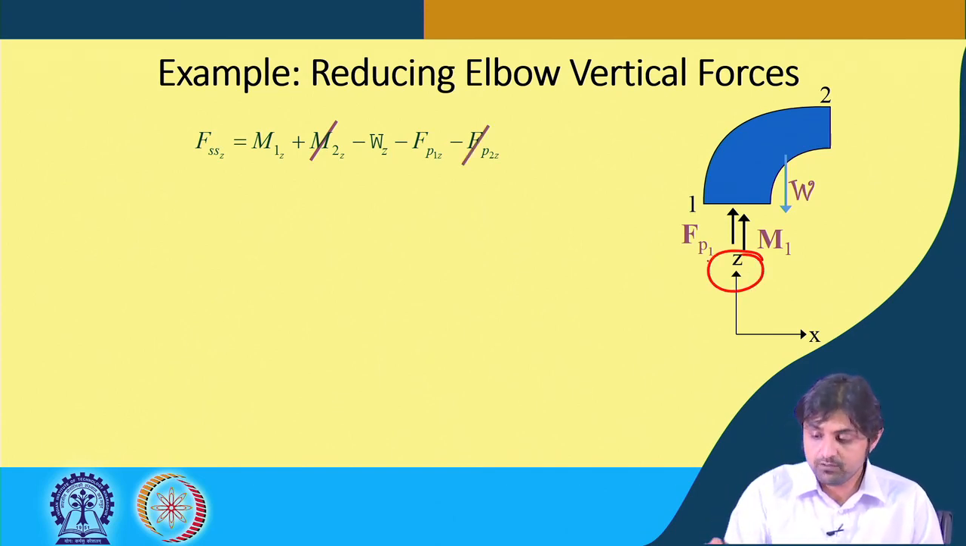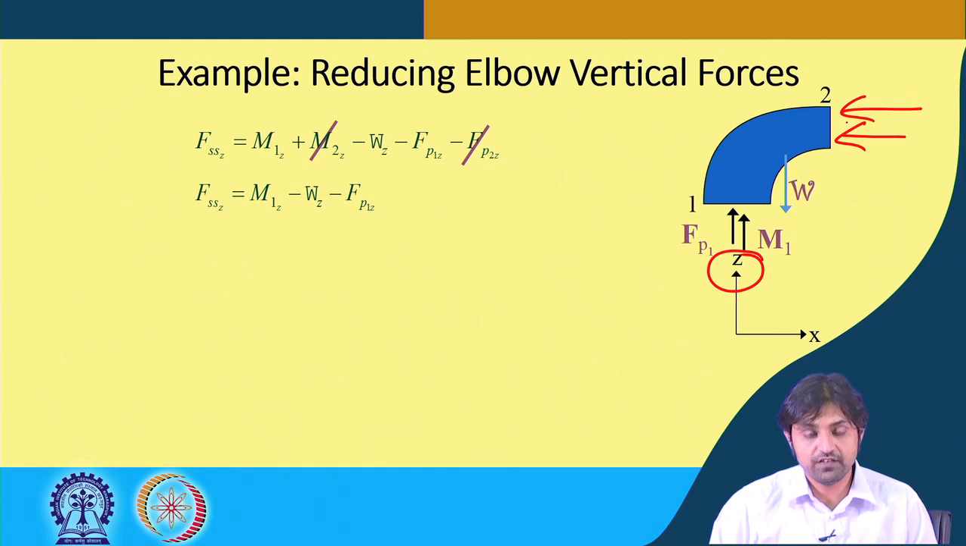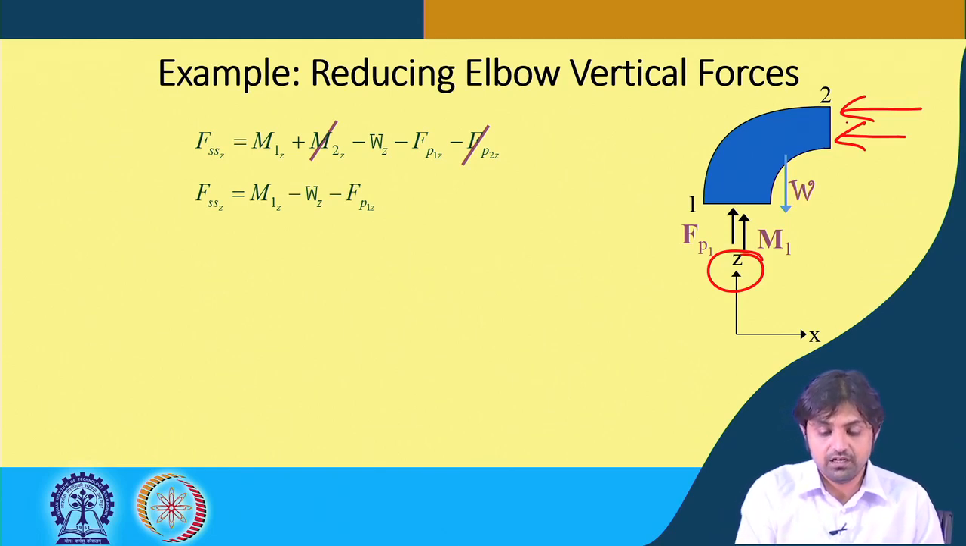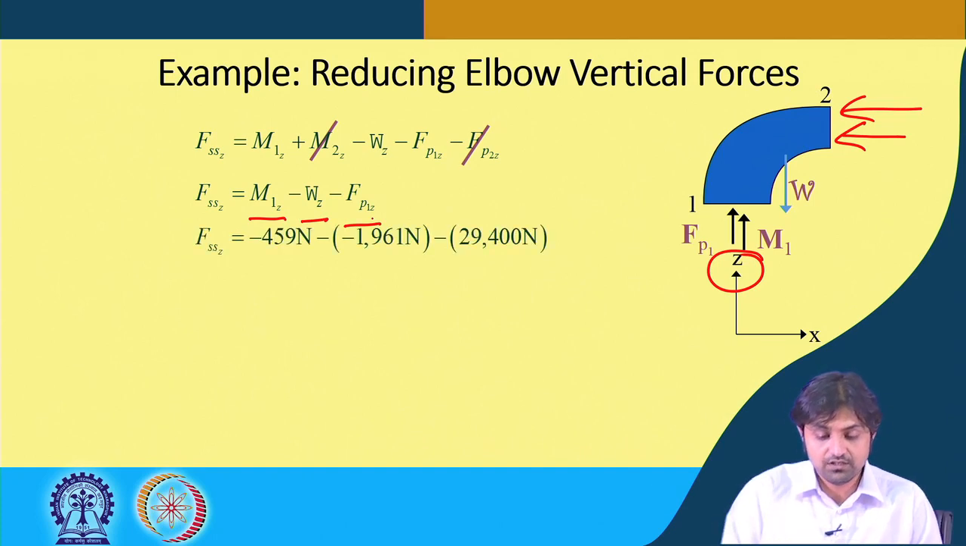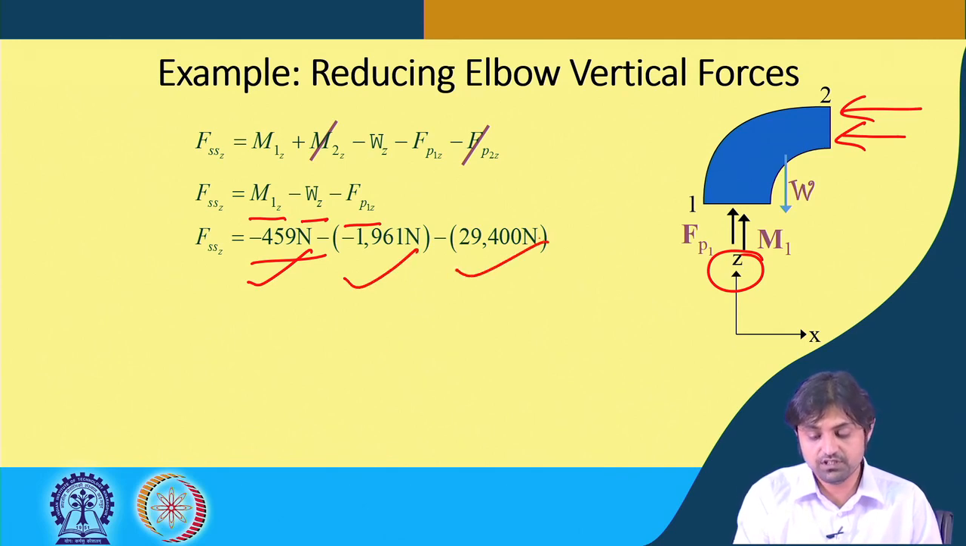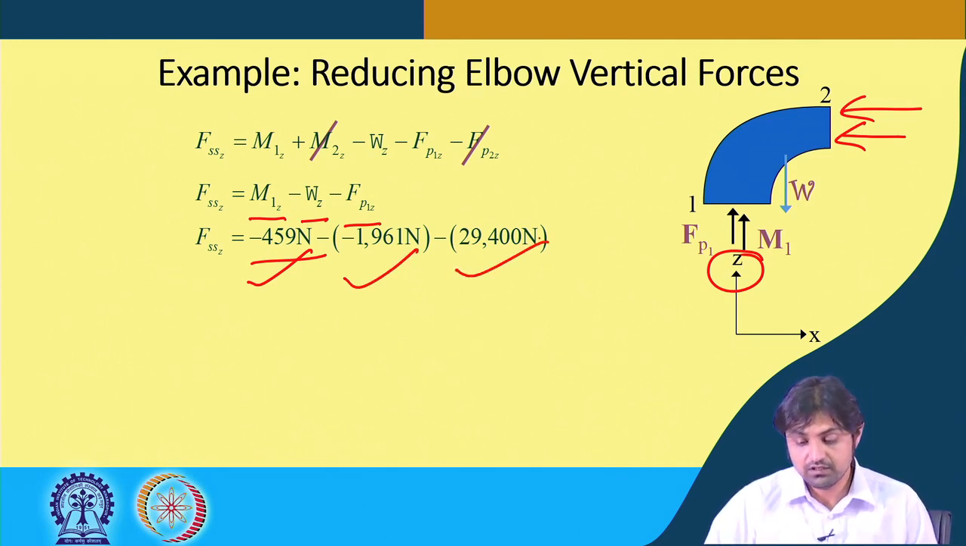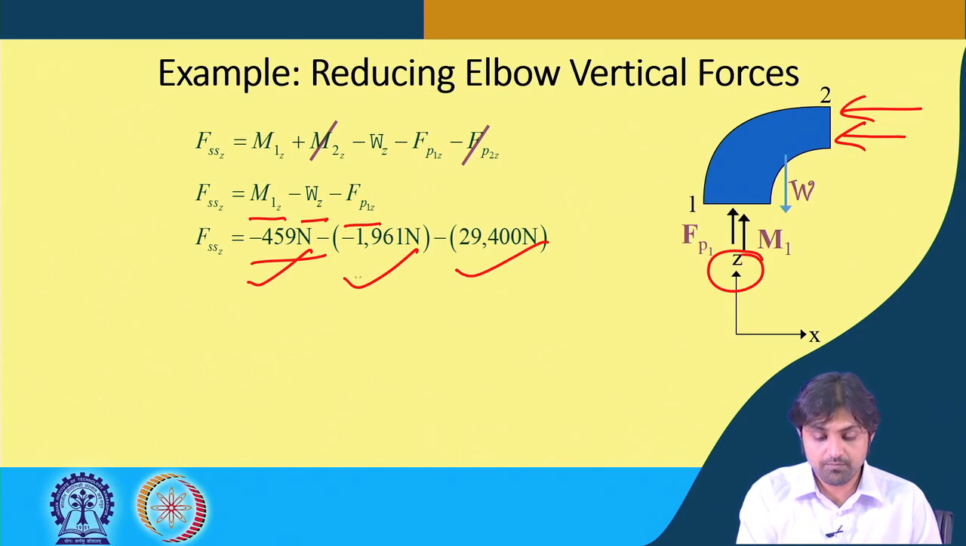So m2z, because this is horizontal, is 0, and similarly with the pressure forces it is 0. So FSSZ is m1 minus wz minus fp1z. So m1z we found out was minus 459 Newton, the weight we already found out, and this we calculated last time, in the one slide before.